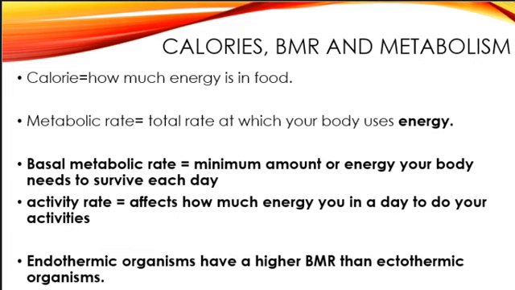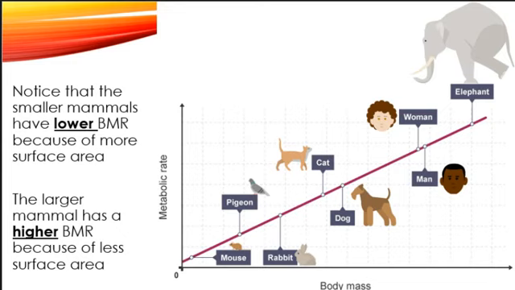Endothermic organisms have a higher basal metabolic rate because, of course, they need to maintain that internal temperature. Okay, so we're looking at a scale right here. We can see that body mass goes up on the scale to the right, and metabolic rate goes up on the scale to the left. So you can see at the very bottom, the very small body mass of a mouse doesn't have a very high metabolic rate, because it's so small. And this elephant up here is huge, and it's got a lot of exposed skin. Notice that smaller mammals have more surface area exposed.